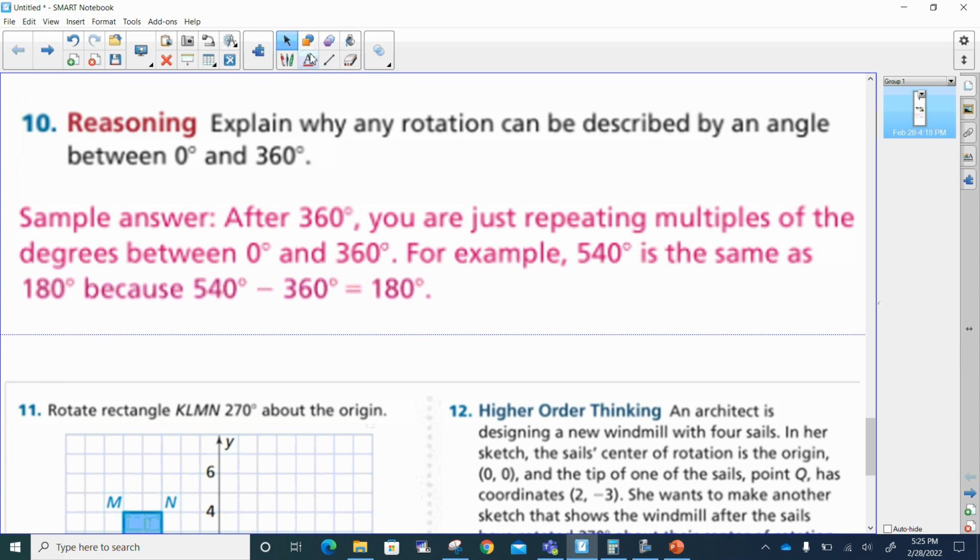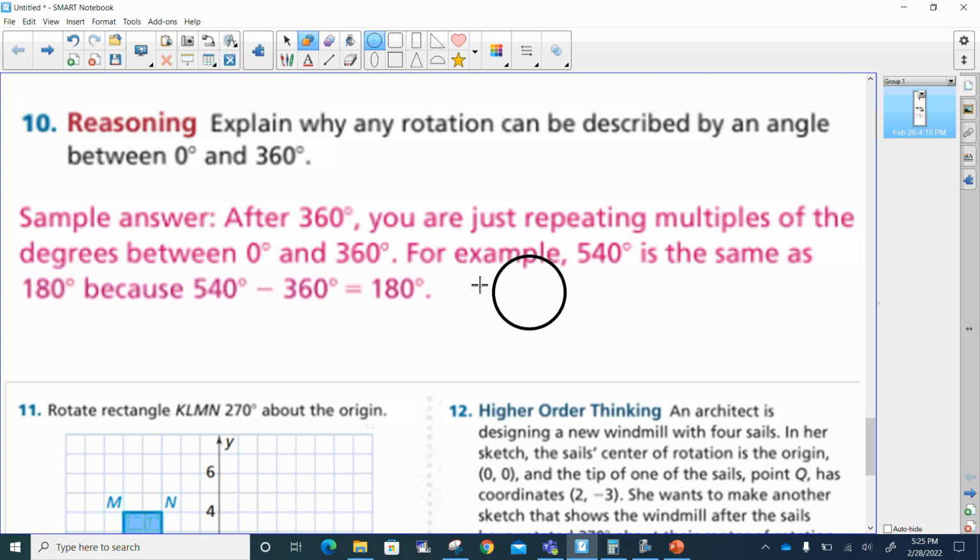Basically, what we're saying is when you're dealing with a circle here, okay, there's only 360 degrees to work with all the way around, all right? So from one point to the next is 360.